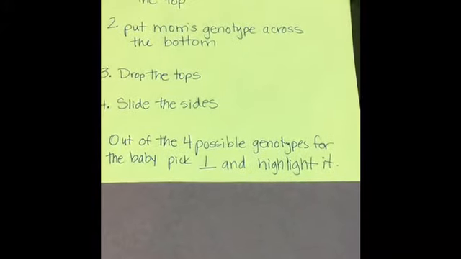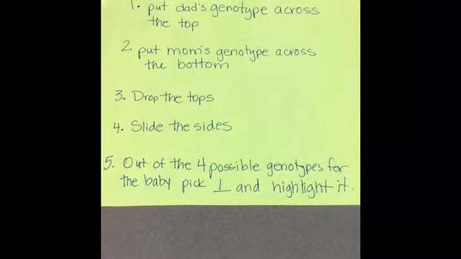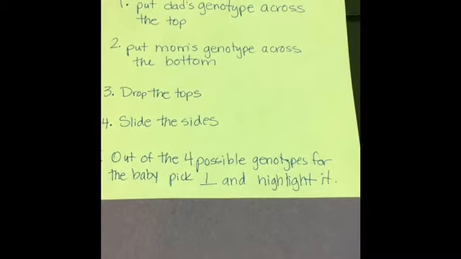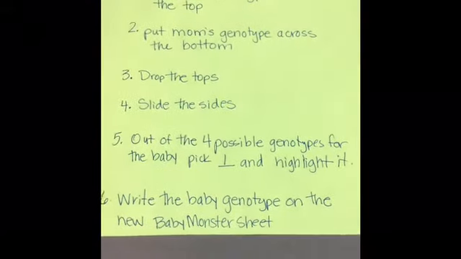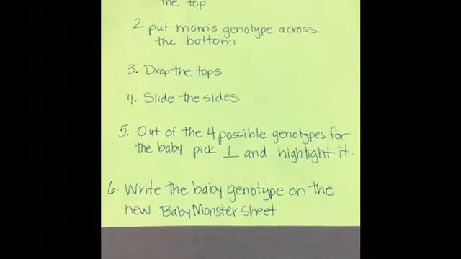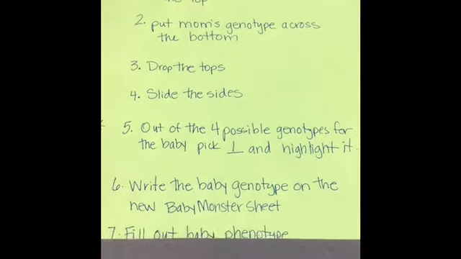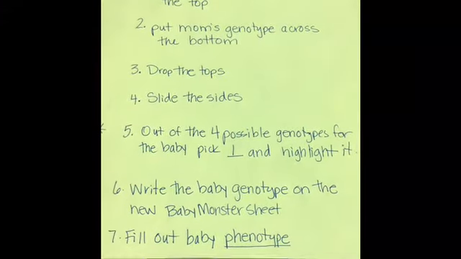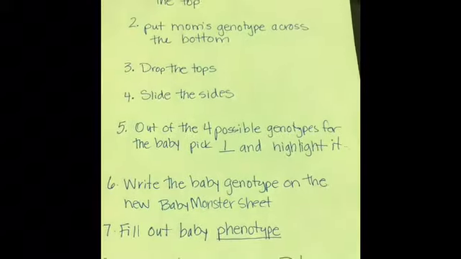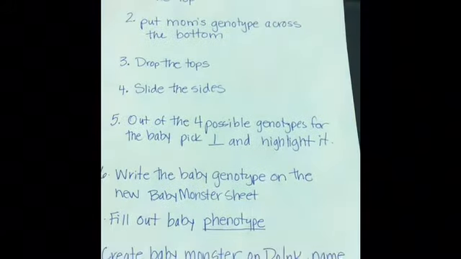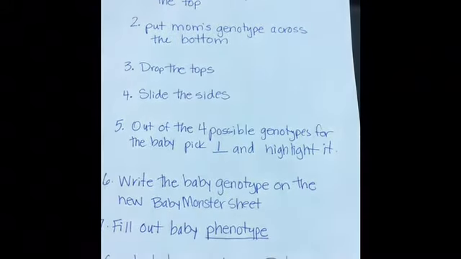Once the square is filled out with the 4 possible genotypes for the baby, pick one and highlight that box. Transfer that information to the baby genotype on the new baby monster worksheet. Then you're going to fill out the last column, the baby phenotype. Lastly, you're going to create your baby monster on Doink, name them, and then screenshot it.